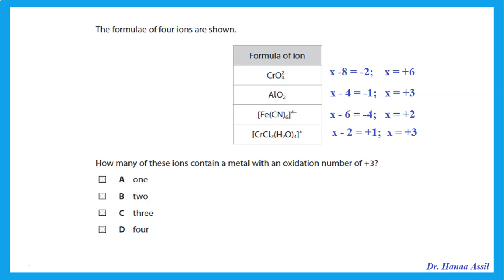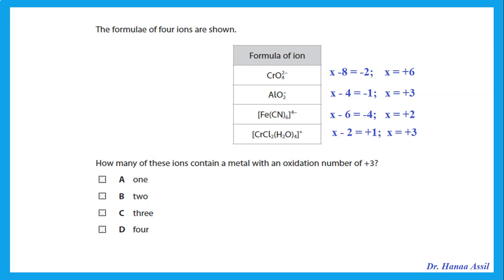Now in AlO2-, I don't know what the Al is. Actually, I should know it's +3, but anyway, let's calculate it. Each oxygen is -2. That means I have -4. So the aluminium has to be +3 so that I have an overall of -1. And so on. What about the third one? Fe with 6 cyanides. You should know that each cyanide has 1 negative. So that means I have 6 negatives. And the iron will have to be +2 in order to have an overall of -4.